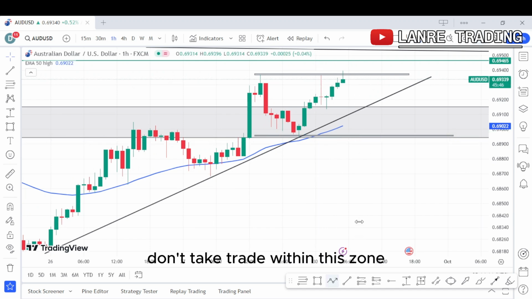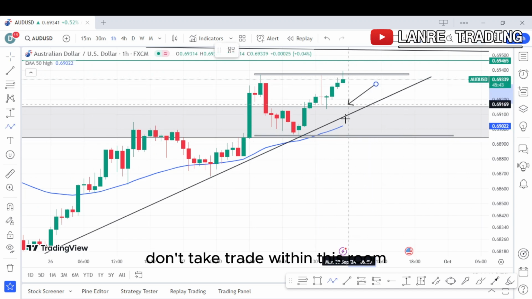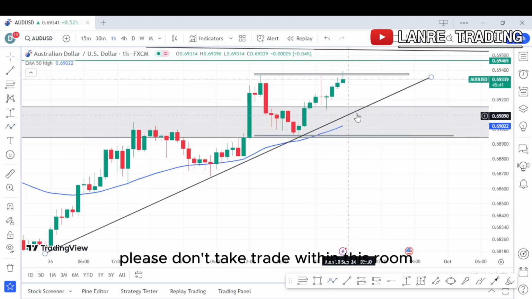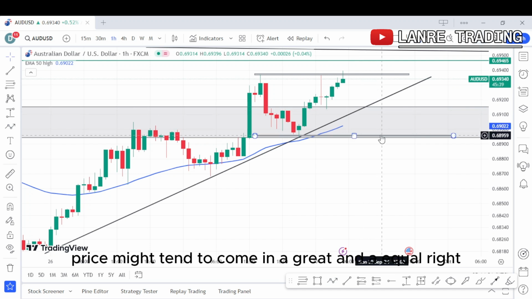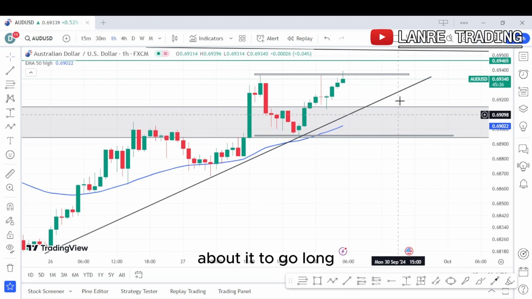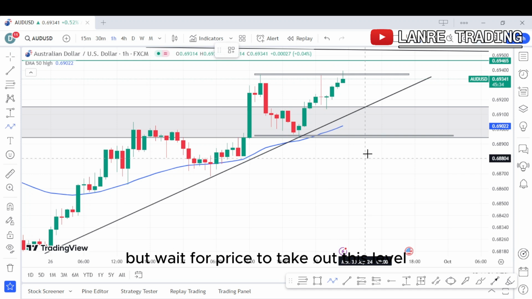Don't take trade within this zone. Please don't take trade within this zone. Price might tend to come in, create an equal low right about here to go long, but wait for price to take out this level.